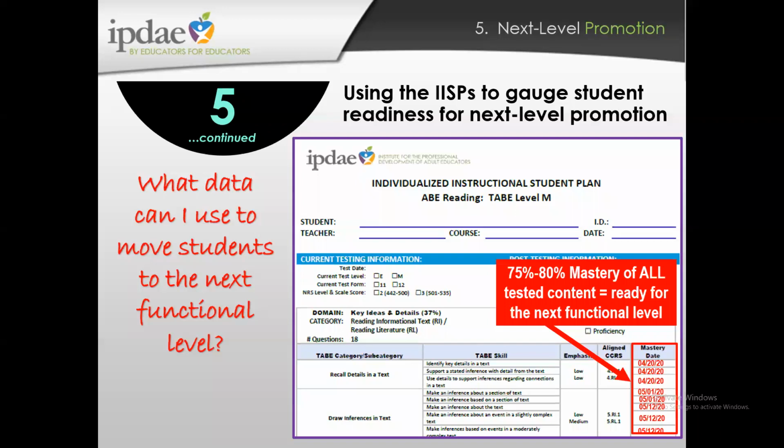Remember that? Well, in the absence of post-testing, you can simply use the same IISP to substantiate whether or not the student is ready for the next functional level. If the student has mastered 75 to 80% of all tested content, you can use this information to recommend that the student be moved to a higher functional level. Now, please discuss this possibility with your administration. If it's approved, then be sure to share this information with your students so that they know how readiness for the next functional level is going to be assessed until official post-testing is reinstated. This will reduce everyone's level of frustration, I promise you, and it will at least provide a clear goal: 75 to 80% mastery on the IISP.